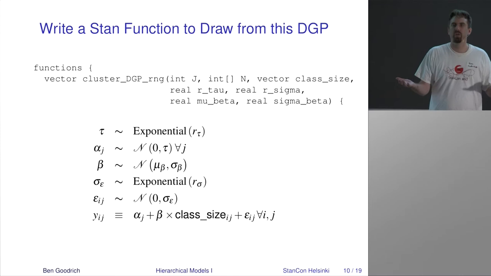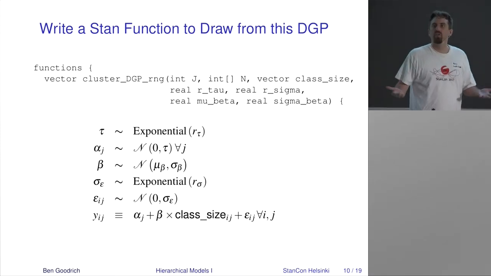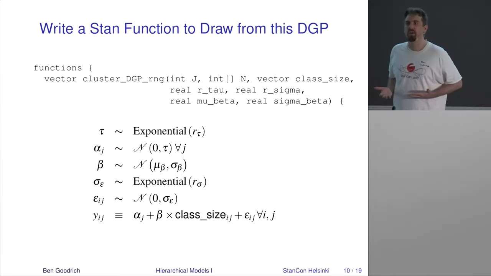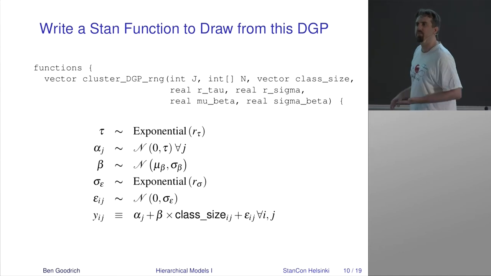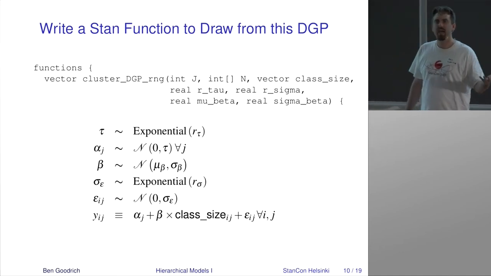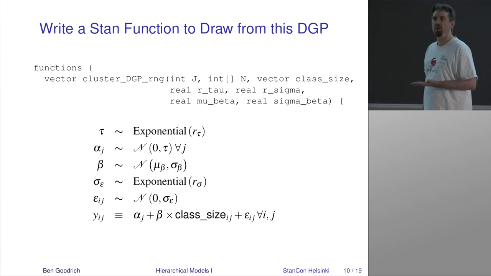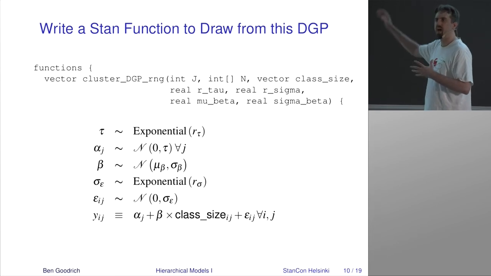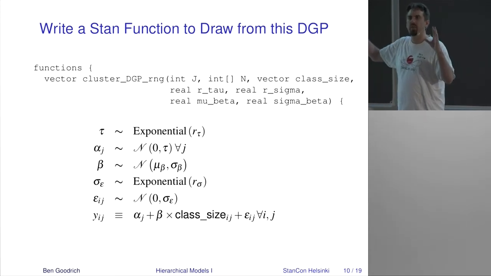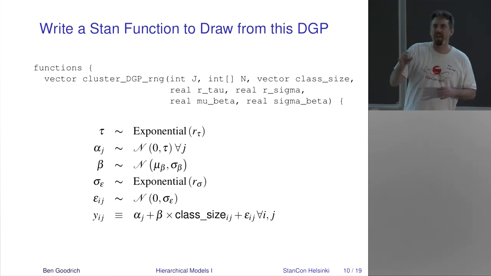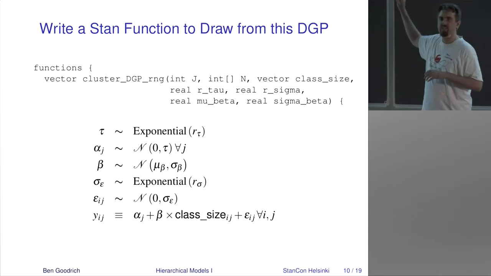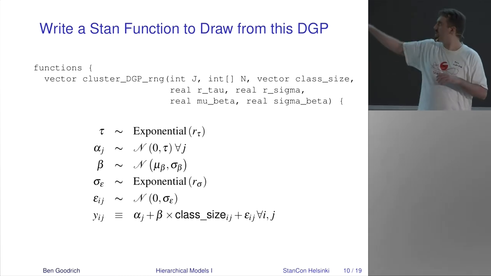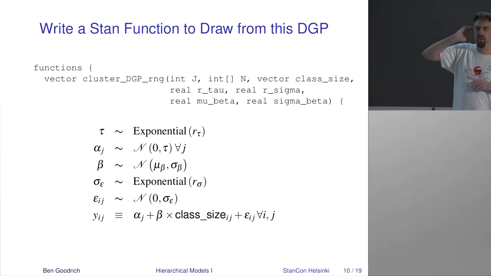And this is going to be a way to draw from our so-called prior predictive distribution, which is very important from a Bayesian perspective. We can always use that to assess whether our priors seem reasonable. But in order to do that, we first have to come up with a function that's going to draw from that distribution, which is going to be a several-step process that's sort of illustrated here in math.